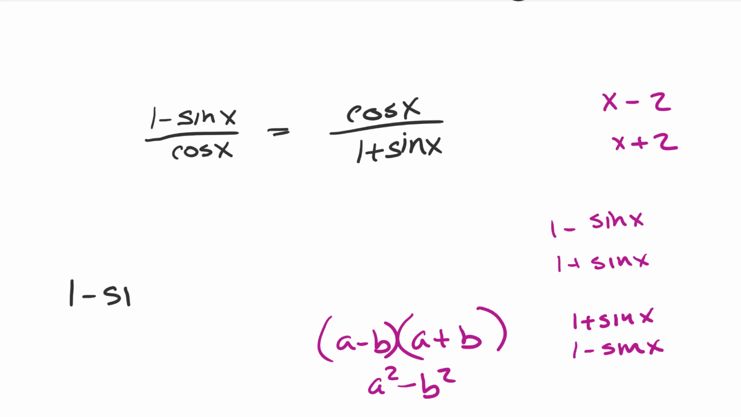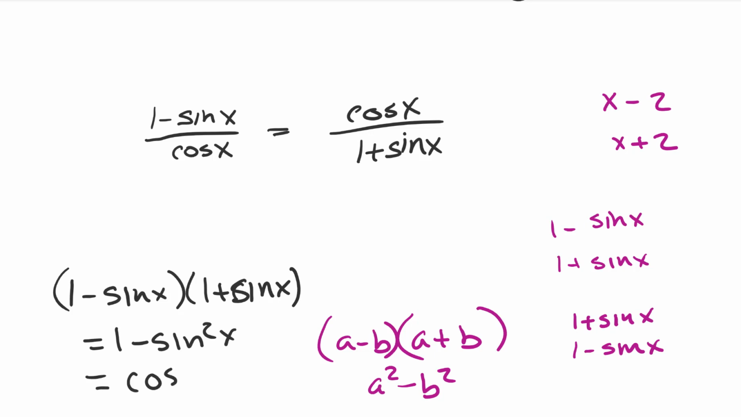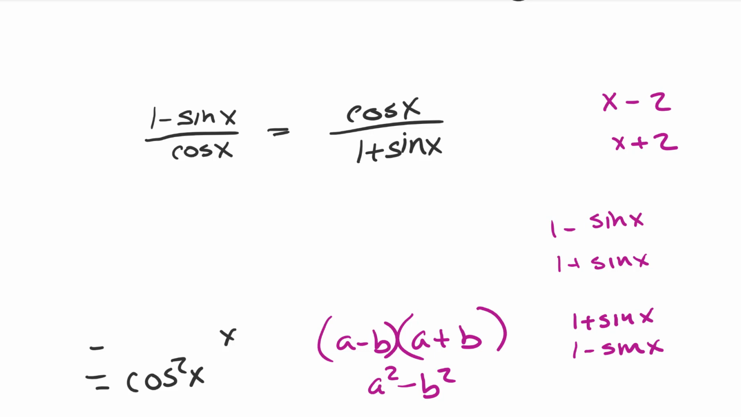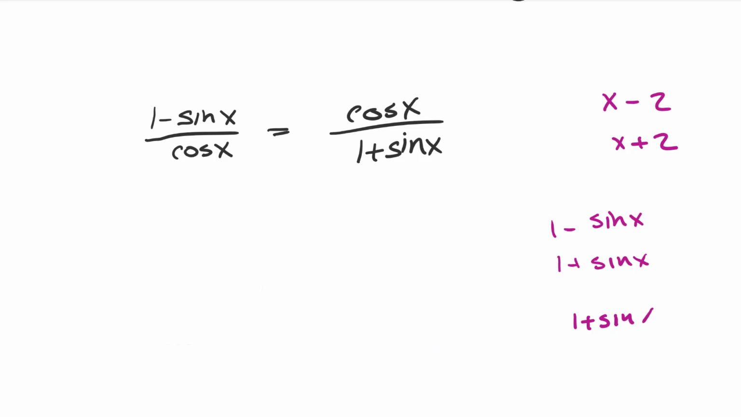Big thing: 1 minus sine of x times 1 plus sine of x is equal to 1 minus sine squared of x, which is equal to cosine squared of x. We're going to use this fact over and over and over throughout identities. Okay, let's put that aside.